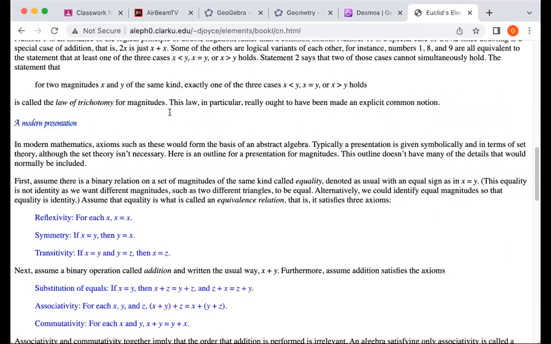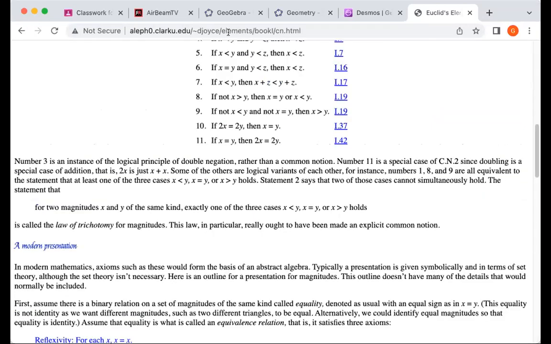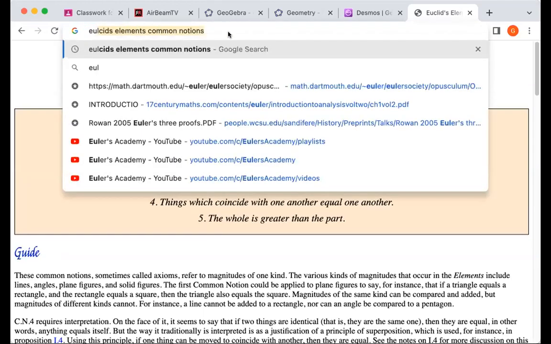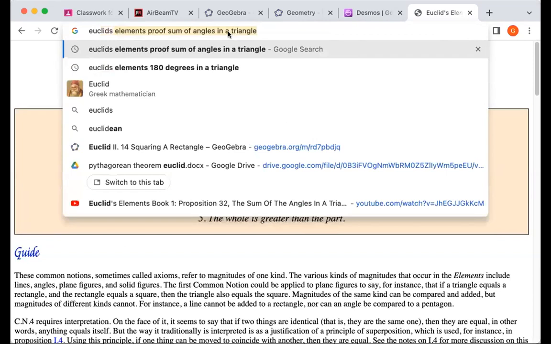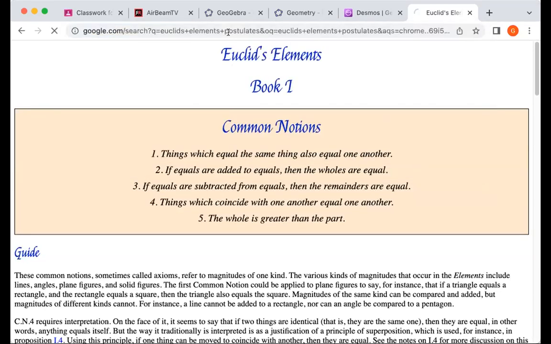After the common notions, they move on to Euclid's Elements. Whoops. Postulates. And there are 5 of those.